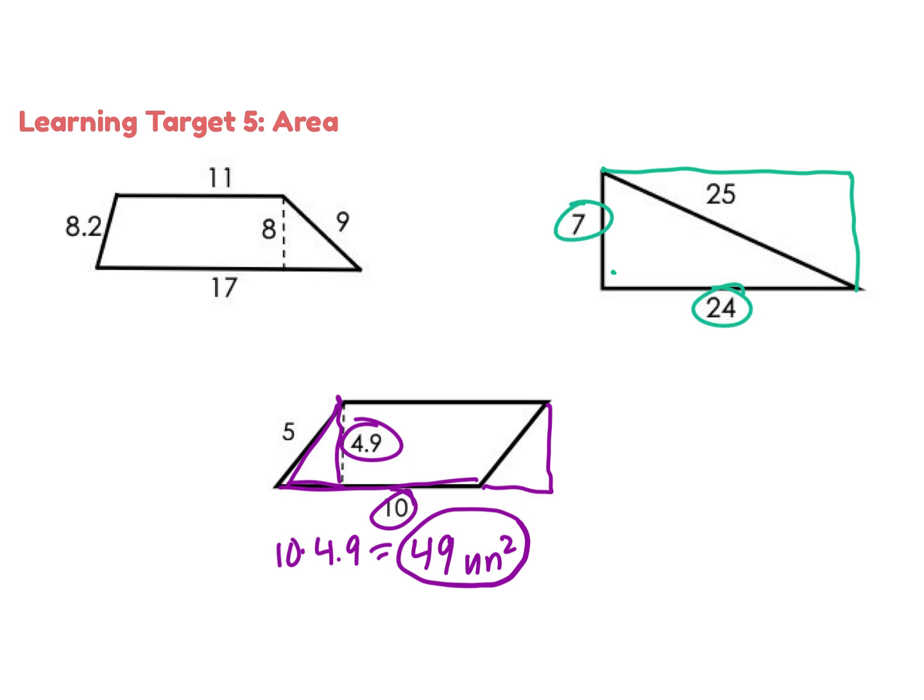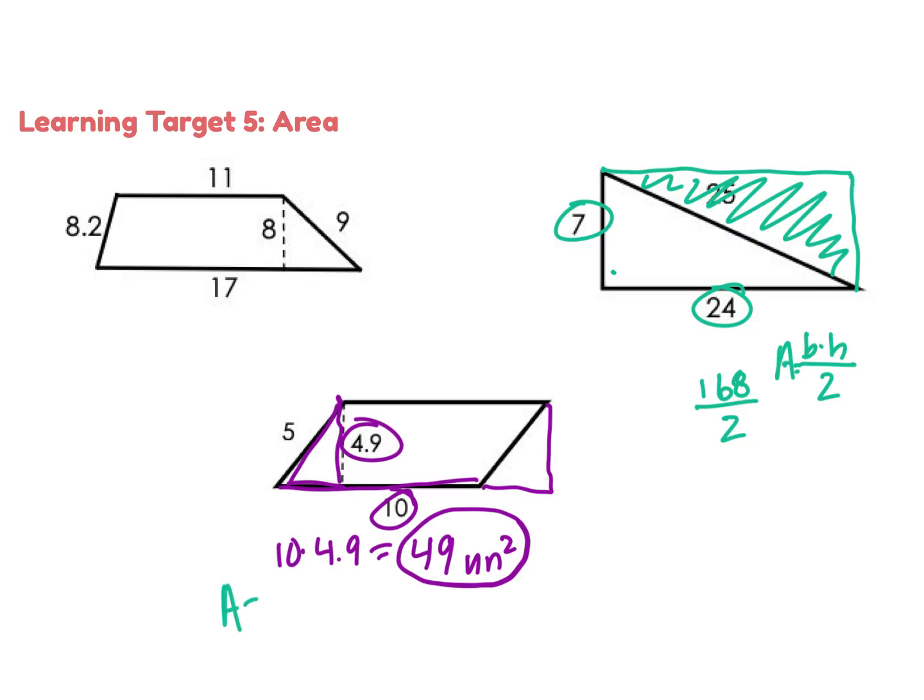24 times 7, I'm doing that on my calculator, is 168. Okay, but I have 2 of them right now, and I don't want 2 triangles. I just want 1 triangle, so I have to divide it in half. So the area formula is base times height divided by 2. That's how you find the area of a triangle.